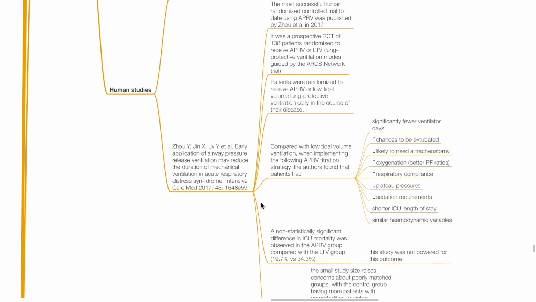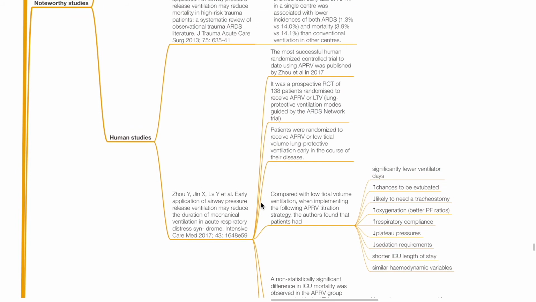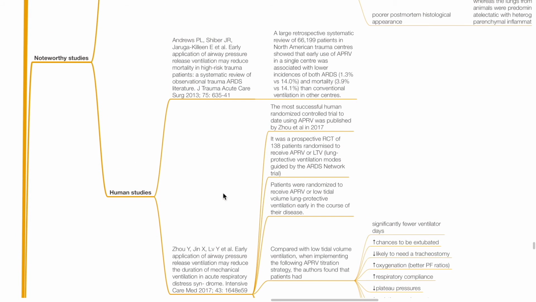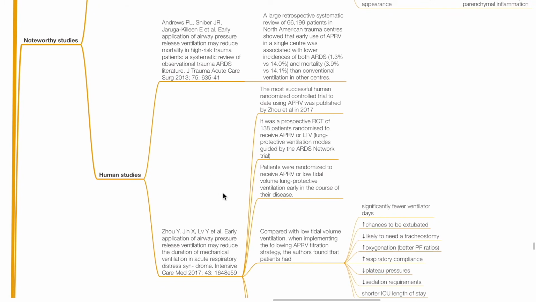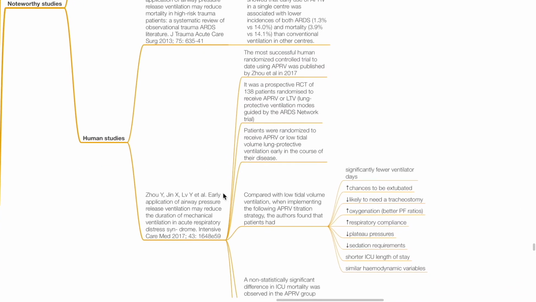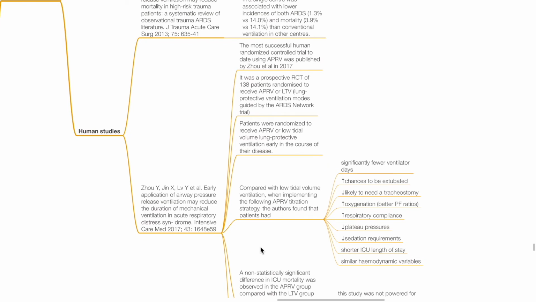Regarding the study by Zhou et al. in 2017, this is the most successful human randomized controlled trial to date using APRV. It was a prospective randomized controlled trial of 138 patients randomized to receive APRV or low tidal volume ventilation based on the ARDS network recommendations. Patients were randomized to receive APRV or LTV early in the course of their disease.